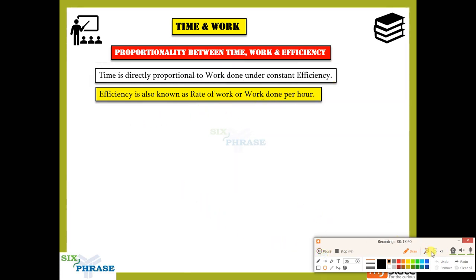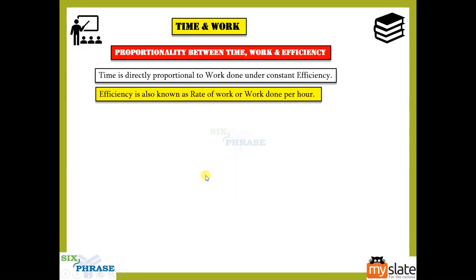Now let's take a close look at how time is directly proportionate to work done, guys. When you are trying to find the relationship between time and work done, you know that we are going to keep efficiency constant. So here you are going to assume the efficiency of eating 4 chocolates a minute as constant. That is not going to change.